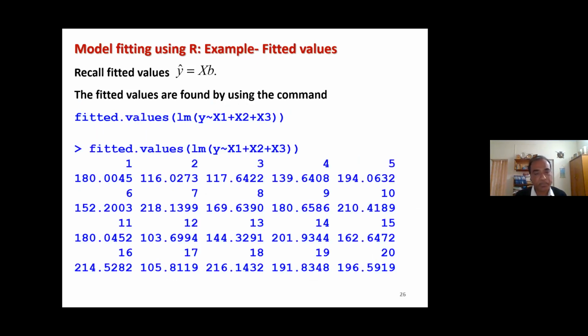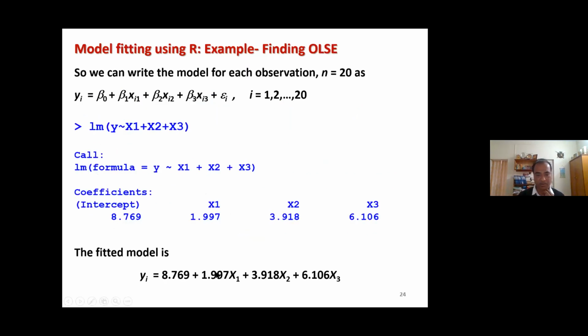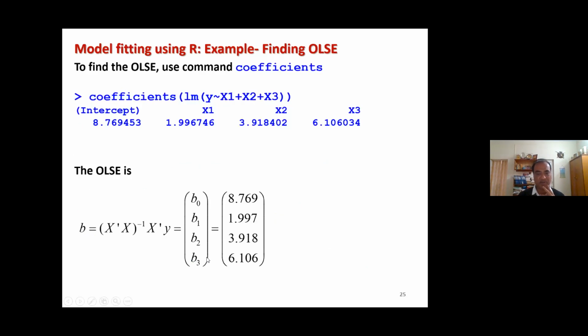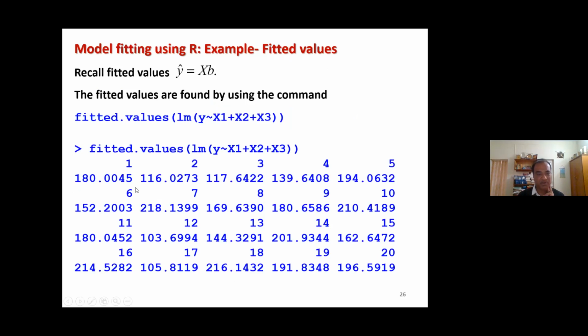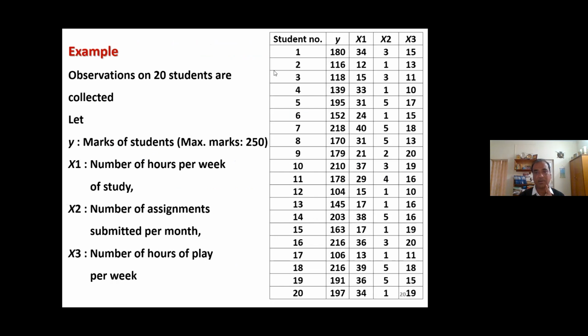Now you try to obtain the fitted values. Simply take the same values of x1, x2, x3 and put them in this model. Choose these x1, x2, x3 and then obtain the value of y. These values will come out like this. You can see here in this data the values are here.